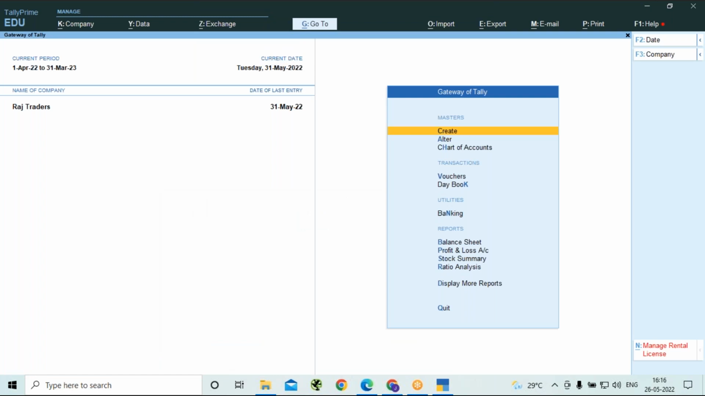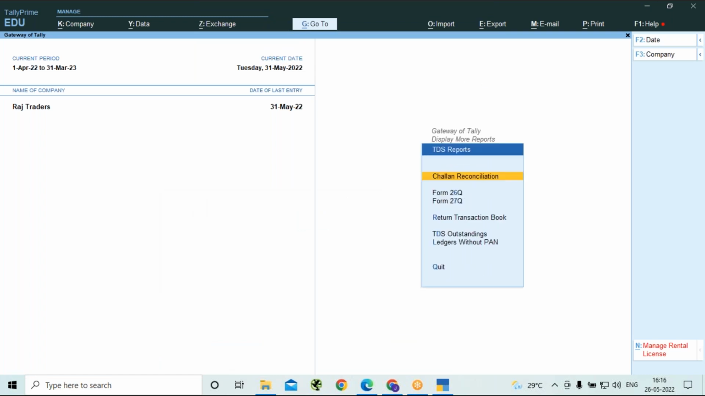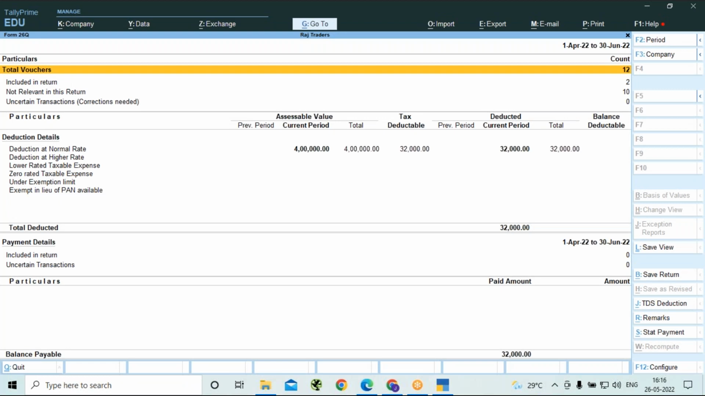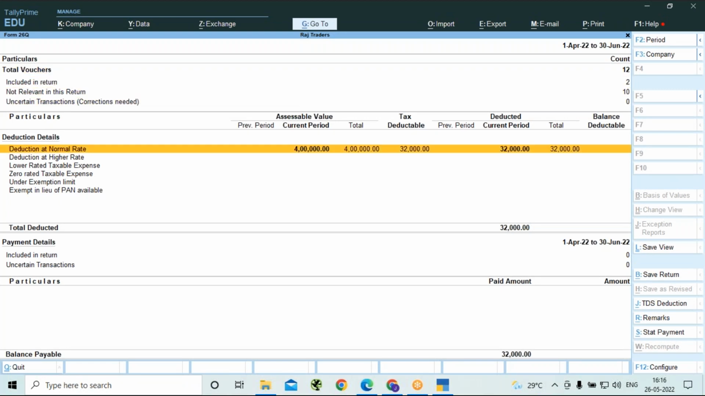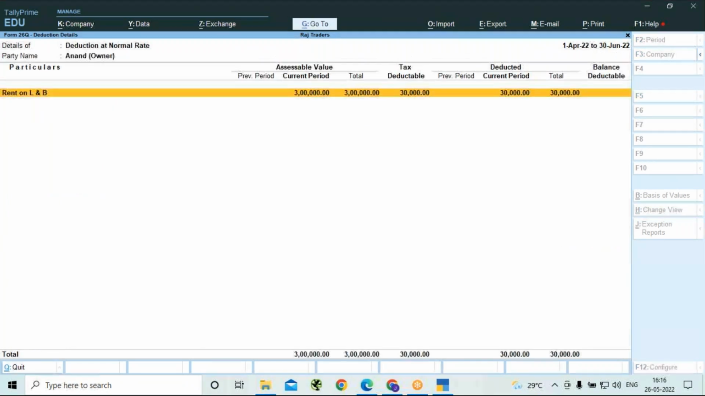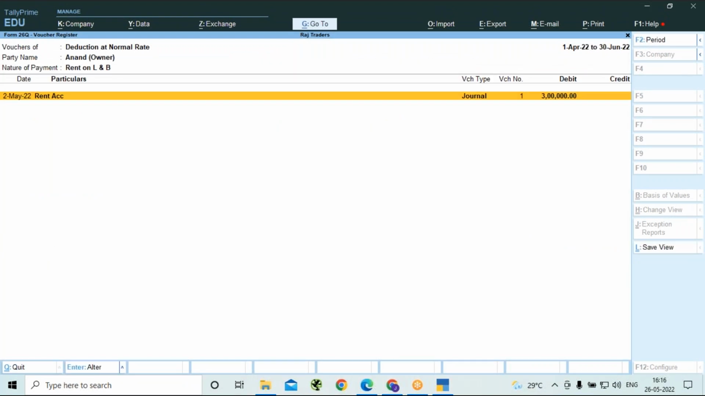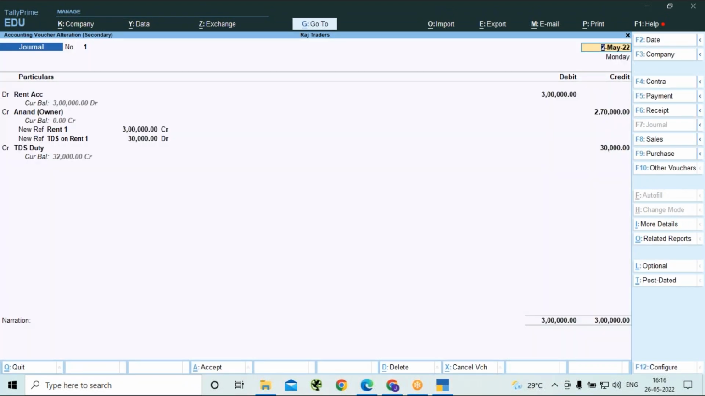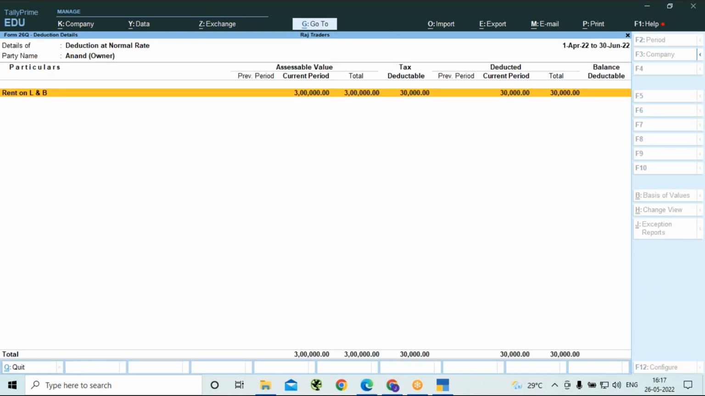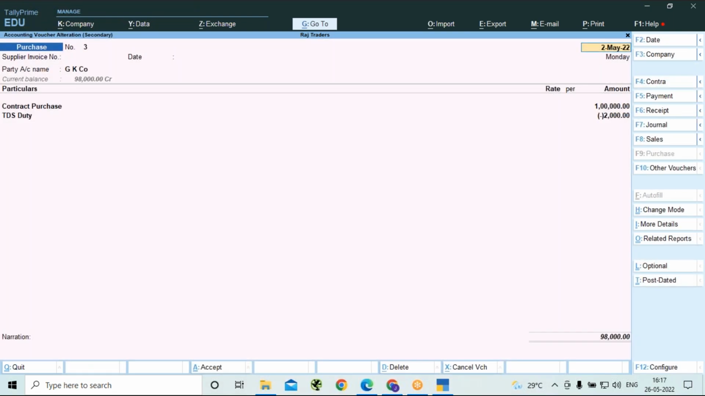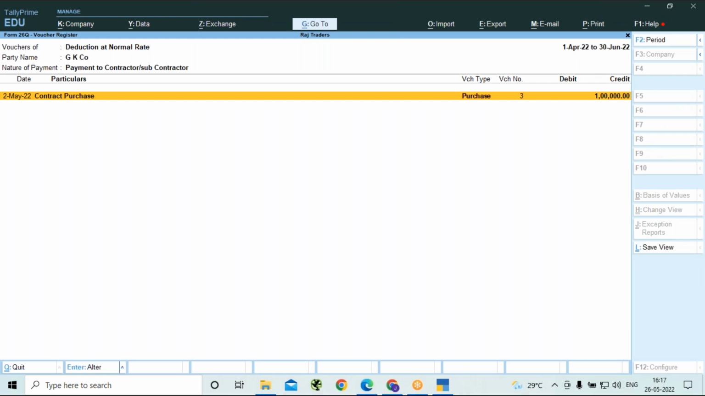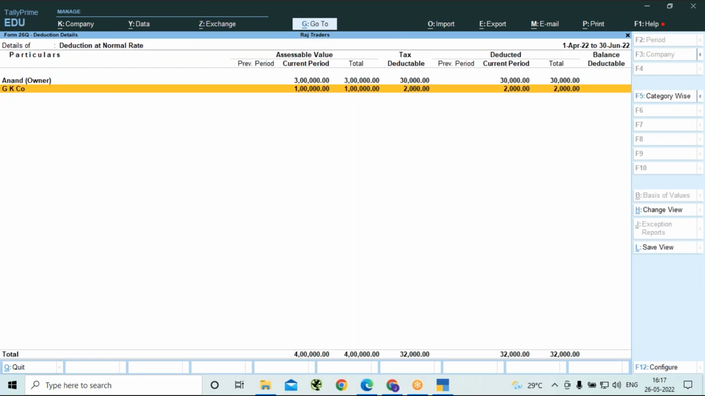So let me take it. We have passed, display TDS reports. And if I go to the form 26Q, here I have passed two transactions. One is paying a rent. At the time of paying the rent, I have deducted the TDS. So 30,000 is there. And I have also deducted TDS on the contract. So when we made a contract purchase, while making the payment, we deducted the TDS on this.